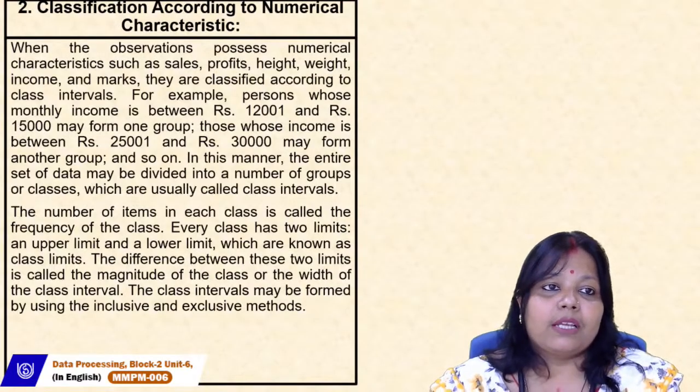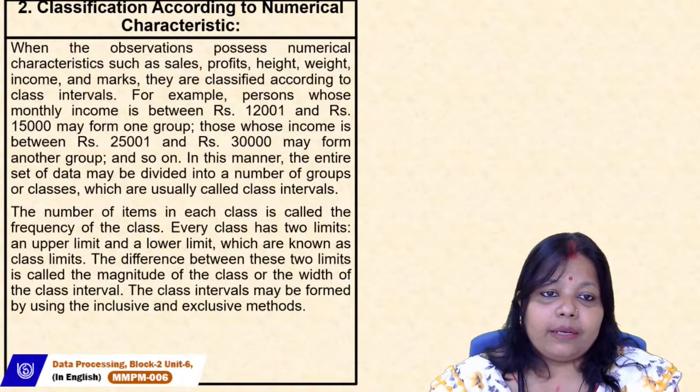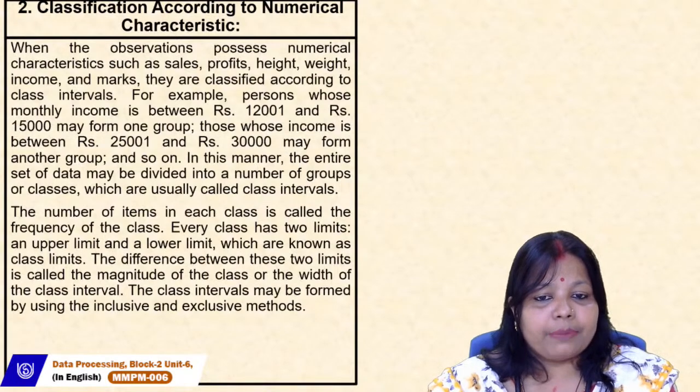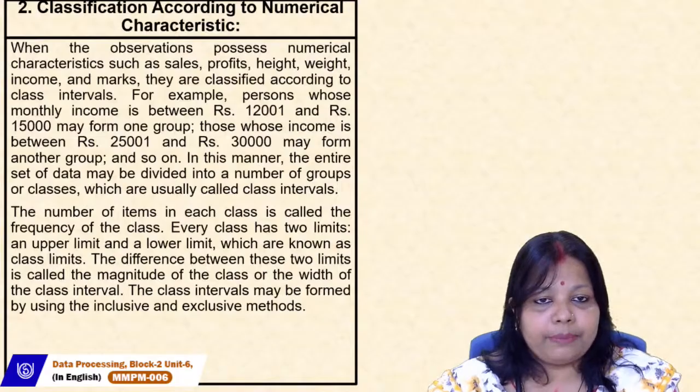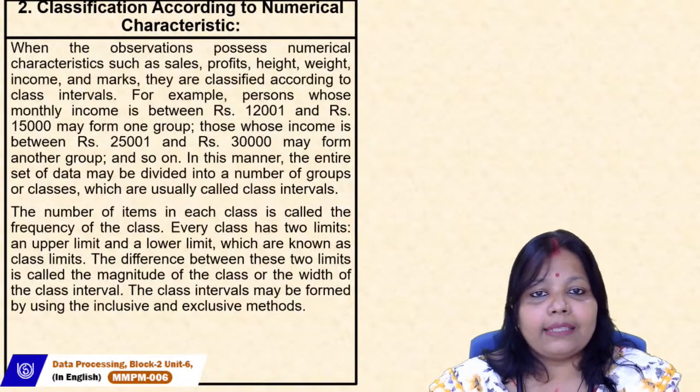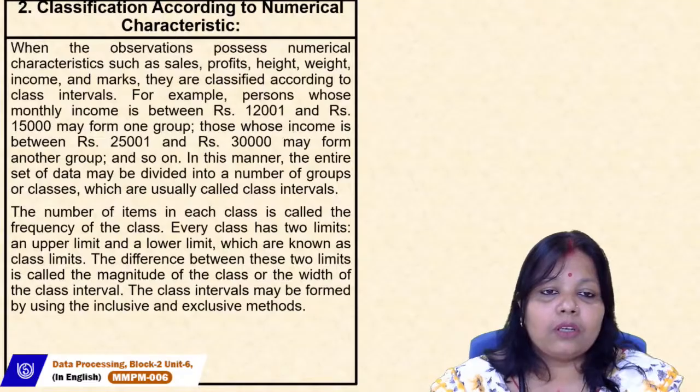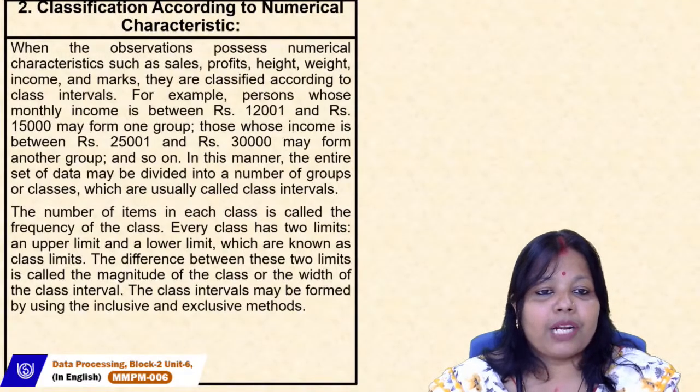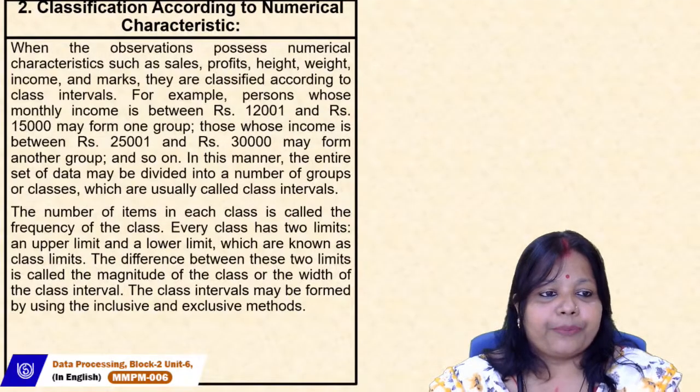called class intervals. So what I said now, instead of keeping all the large set at a place, it does not look good, nor is it understandable. So what we will do, we will divide these groups into some class intervals. Then the number of items of each class is called the frequency of the class.